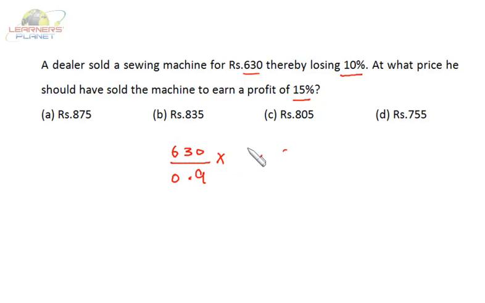Now the selling price should be 115% of this. Okay, so it is 115% of cost price. So this is the new selling price. Now just solve it. So it's 7 into 115, that must be 875. Okay, I hope you are clear.